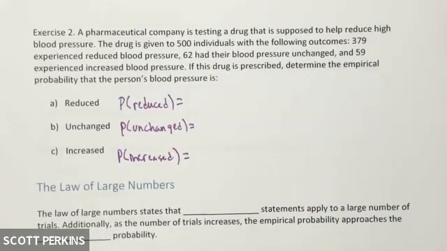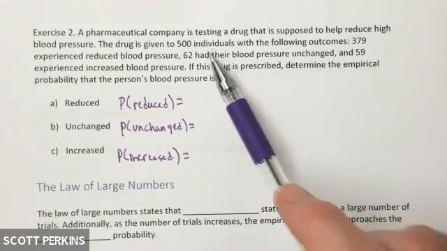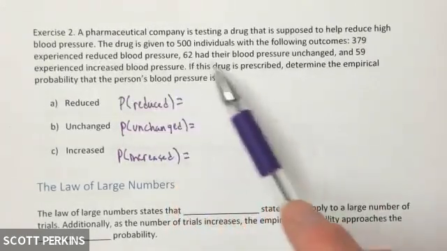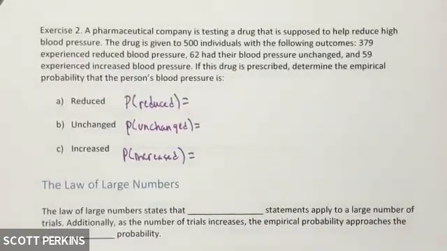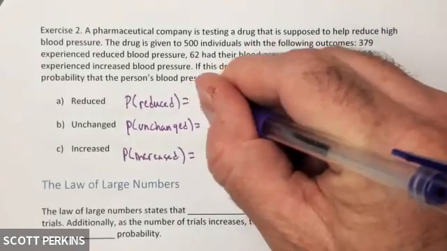All right, so going through this problem, the company testing this drug gave it to 500 individuals. The outcomes were 379 had reduced blood pressure, 62 it was unchanged, 59 it was increased. So I'm just going to go through. If your numbers differ from mine, let me know. Let's talk about it. So the probability that the next person, if you were prescribed this drug, the probability that it would help you and reduce your blood pressure would be 379 out of 500.